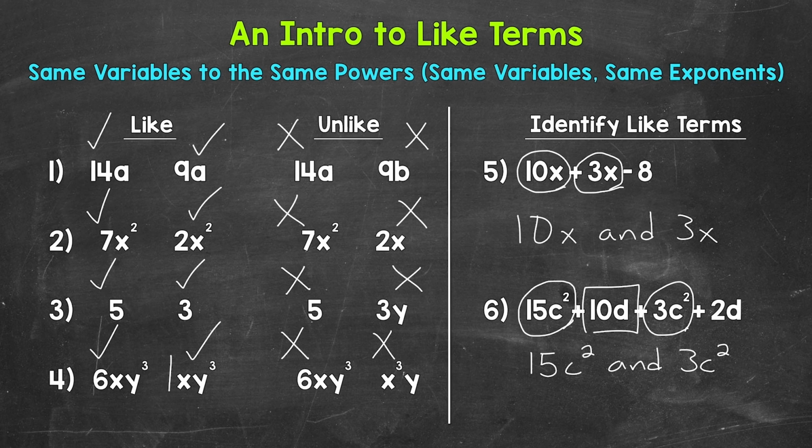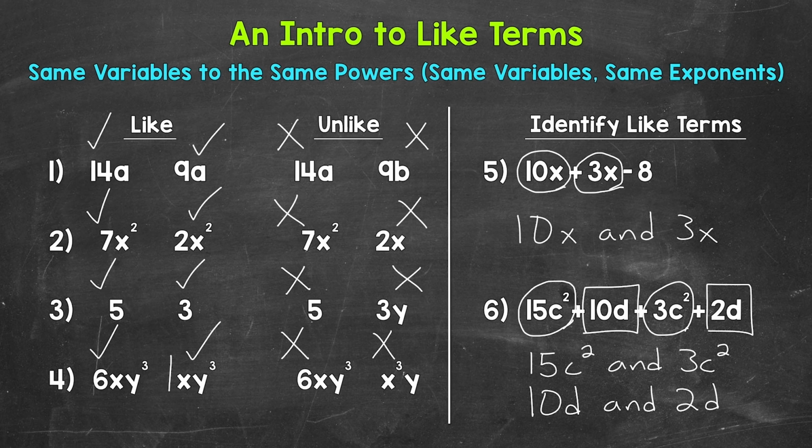Let's box in those like terms in order to separate them from the other like terms that are circled. So 10d and 2d are also like terms. So out of the 4 terms in that algebraic expression, we have 2 pairs of like terms, 15c squared and 3c squared, and then 10d and 2d. So there's an intro to like terms.